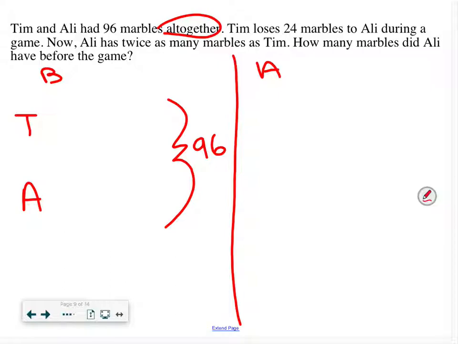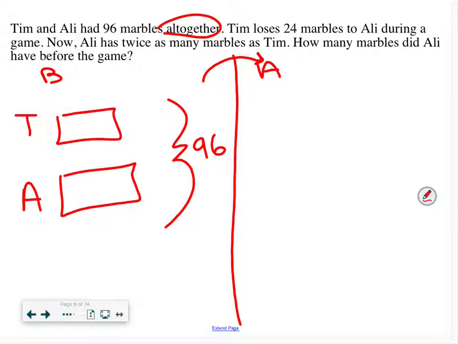Now Tim loses marbles to Allie. If he's losing marbles, then I'm going to be switching to my after. Right now, I really don't know how many they started with. I'm just going to put two bars that are about the same. I'll fix them later if they're wrong, okay? So now we're moving to the after. Tim is losing 24 marbles to Allie during a game. So Tim is minusing 24, and Allie, obviously, is adding 24 marbles because I guess Allie won.